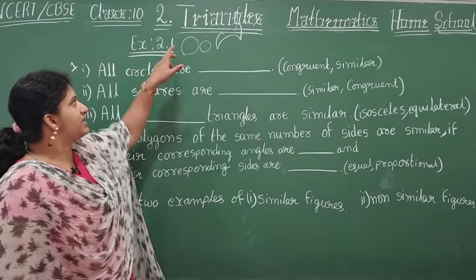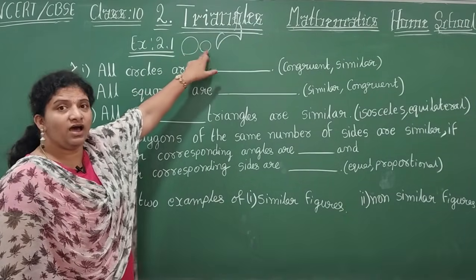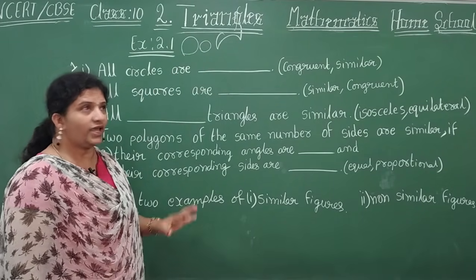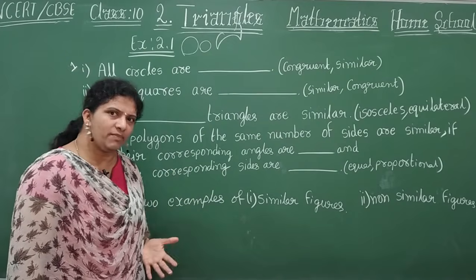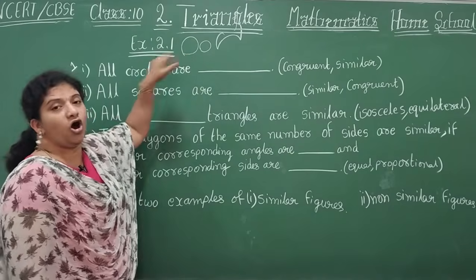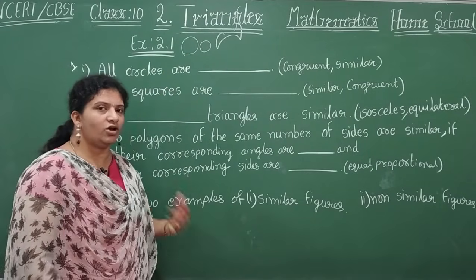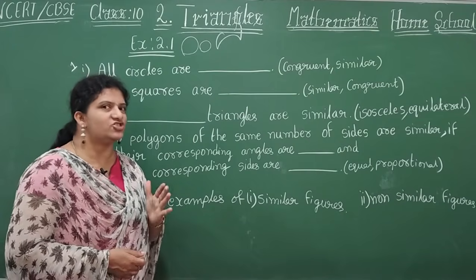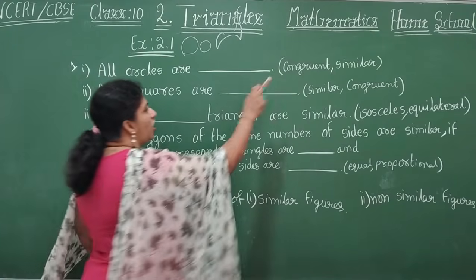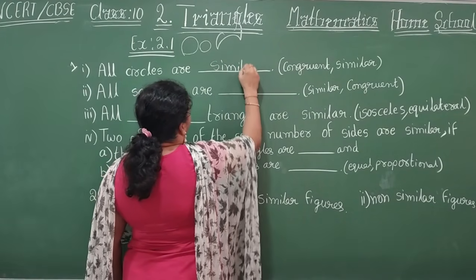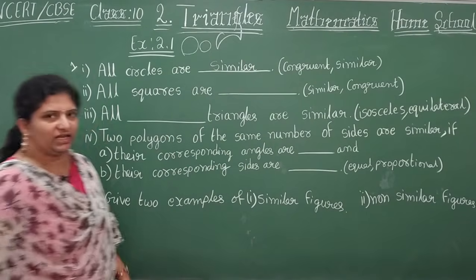So what you can say? All circles are similar, but are they congruent? No, they are different. Size, shape may be same, size is different. So observe here, all circles, they did not show you any two particular circles. All circles, they are just similar. They are not congruent. Okay, right here, all circles are similar.